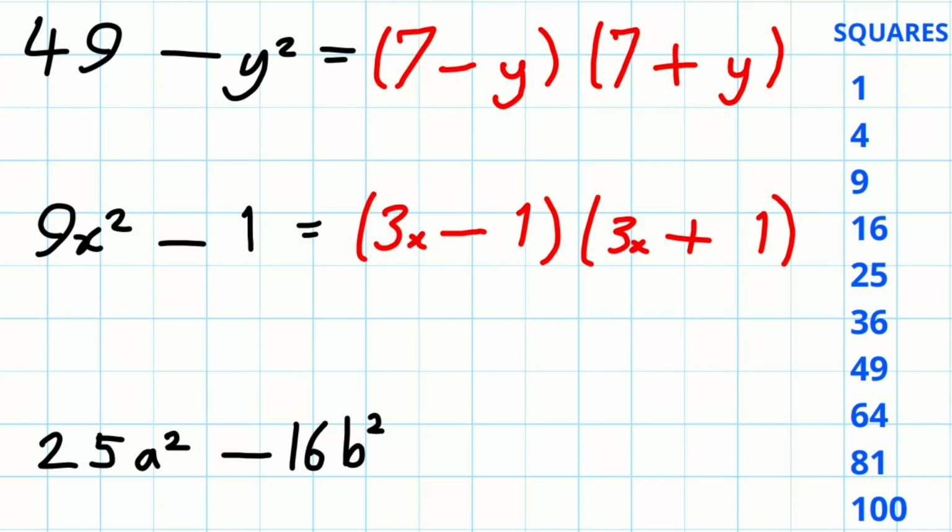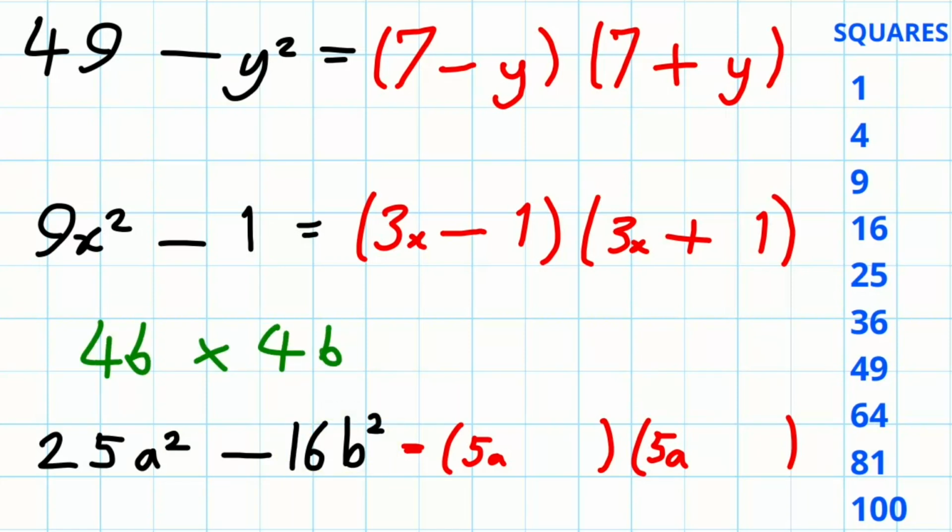So one more, 25a squared minus 16b squared. 25 is a square, a squared is a square, so 25a squared is a square. 16 is a square, and b squared is a square, and 16b squared is a square. So it is a difference of two squares. So two brackets. To get 25a squared, you would do 5a times 5a. So we put that at the beginning of both brackets. And then to get 16b squared, that is 4b times 4b. So we put 4b at the end of both brackets. And we make one of these a minus, and we make one of them a plus. (5a minus 4b)(5a plus 4b).